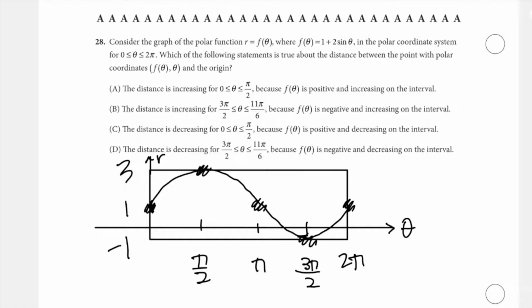Increasing 0 to pi over 2, because f is positive and increasing. Yeah, that is true. And I'm thankful that that's true because I don't have to read the rest of them. Decreasing for 3 pi over 2 to 12 pi over 6.